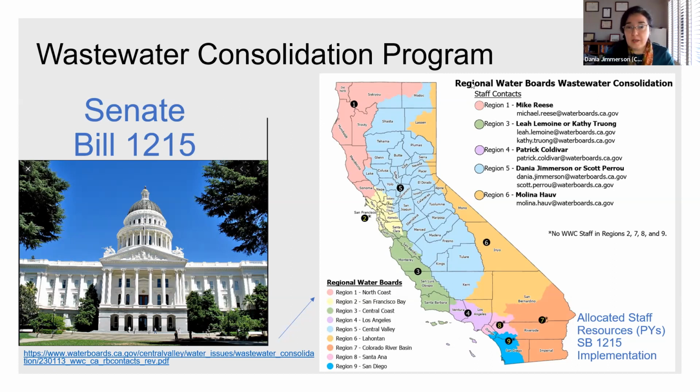Here I put the link of where this map with the contact information for each one of the staff lives, which is on the Central Valley website. And of course, staff contact information is subject to change due to the hiring process and people moving to other programs and so forth. So in the future, if you want the most updated contact information, you can go to the link provided here.